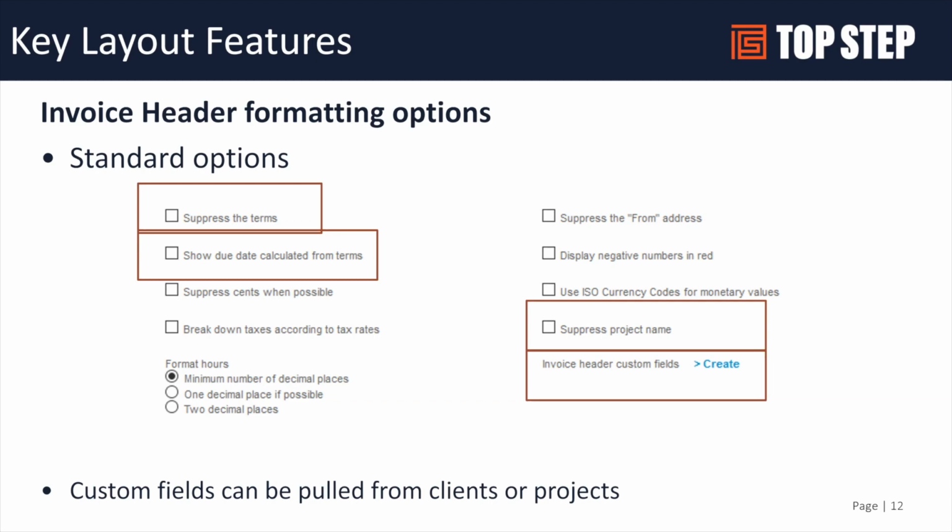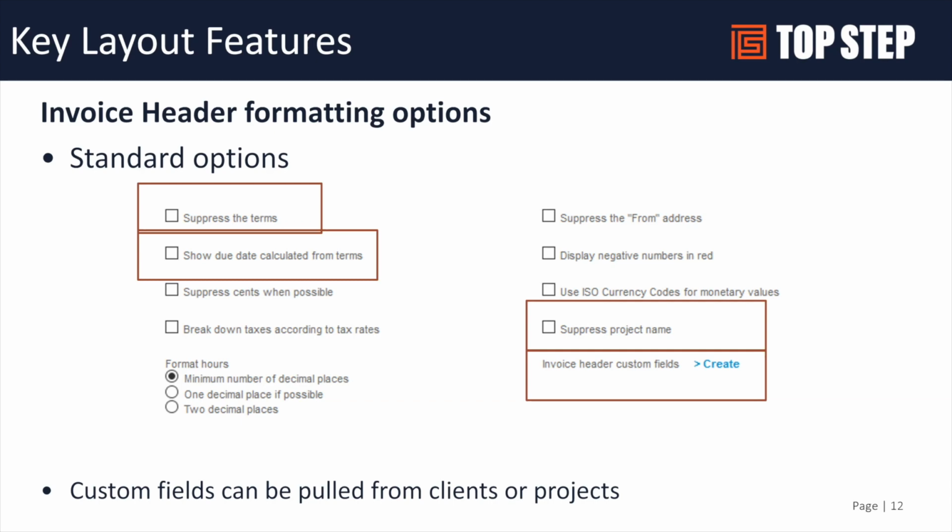You can also suppress the project name in the header. So again, these are mostly header formatting options at the top of the invoice. And you may want to suppress the project name if you have multiple projects on a single invoice, which OpenAir will allow you to do. And you may want to clean up your invoice by not showing all the projects with a comma in between them, and you can suppress that.